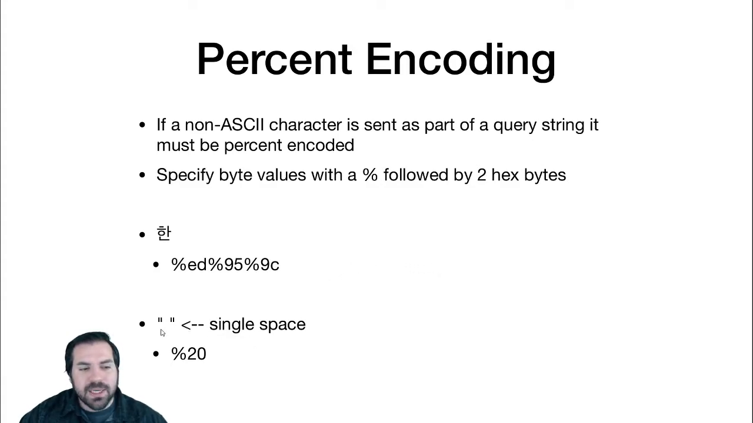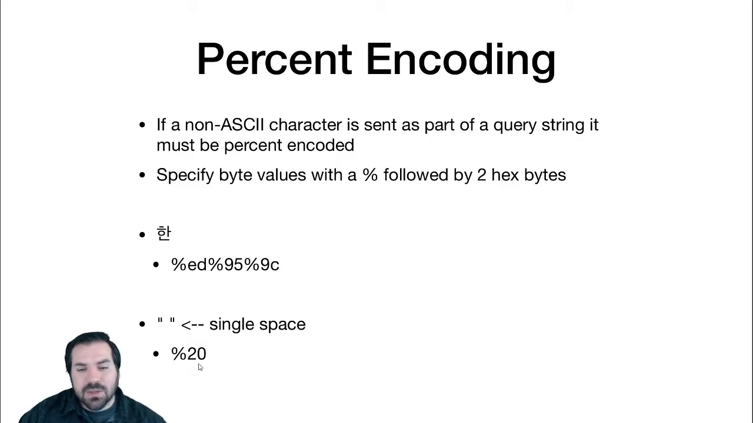And a single space, this is one that you'll see often, is %20. That's its ASCII encoded value. There are certain characters in URLs that are reserved. For example, the question mark. You can't have a question mark, so what if you want an actual question mark in your query string? You're going to have to % encode its ASCII value or its UTF-8 value, which would be the same value.